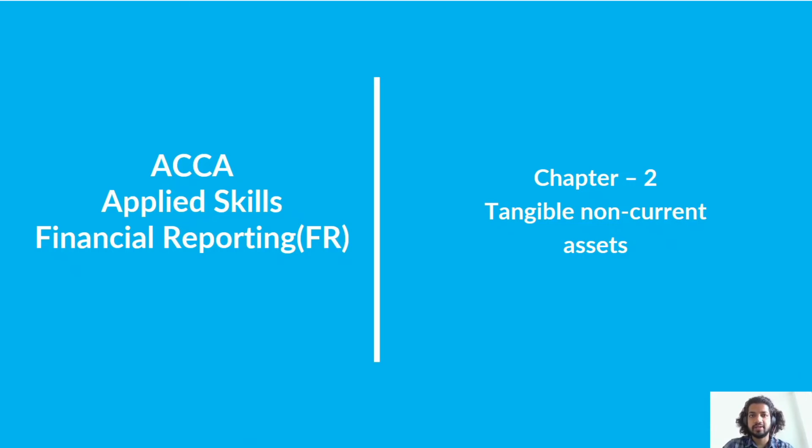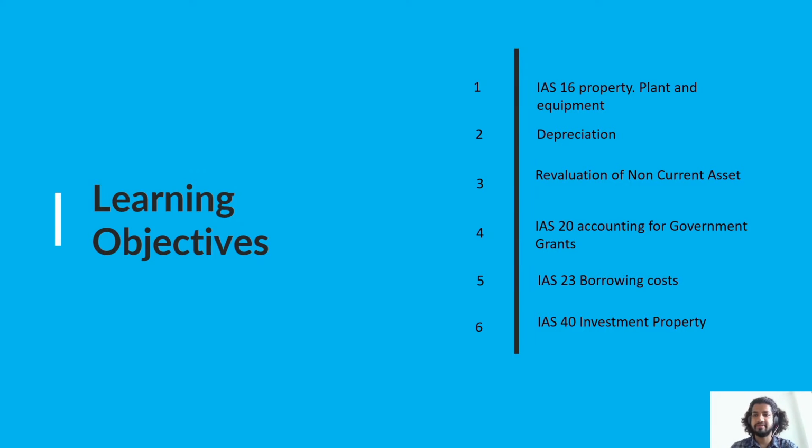Hello everyone. In this video, we will discuss chapter number 2, that is tangible non-current assets. In this chapter, we will discuss the following topics. First is your IAS 16 property, plant and equipment. Under this topic, we will understand what is property, plant and equipment and how do we recognize them. We will discuss about their initial measurement and subsequent measurement.